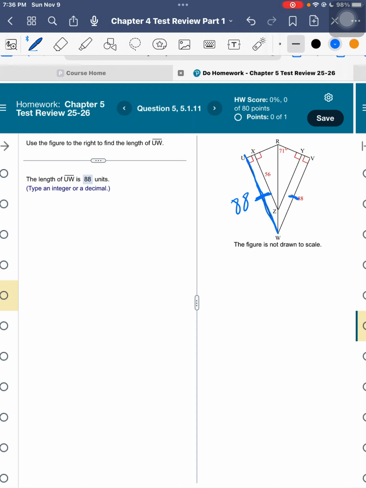Okay? And notice how this W can be considered an angle bisector right here. And if it, wait a minute. Okay. Yeah, no, I was overthinking it. It's just 88. Tick mark, tick mark.